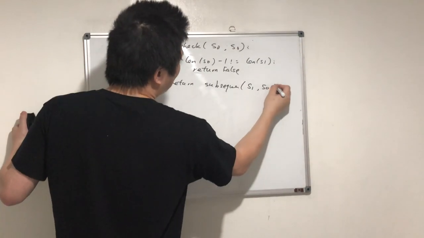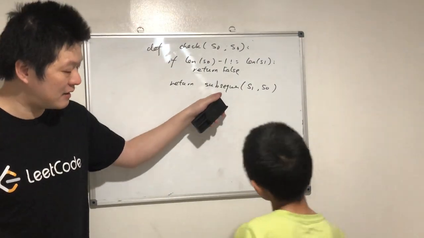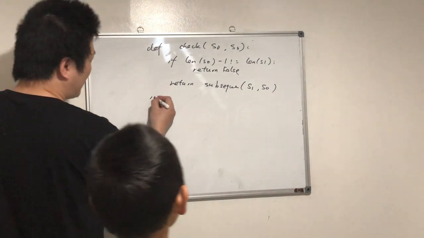Subsequence, S1, S0, right? That's the diagonal we need. Does it make sense? Yes? Remove, okay. Look.